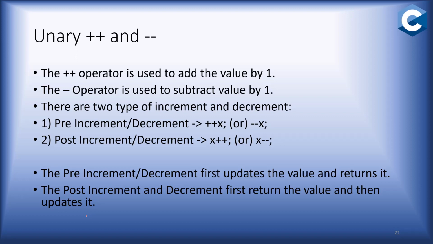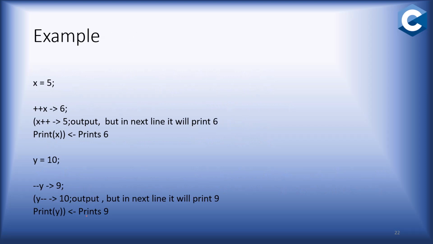Prefix increment, plus plus x. This operator increases the value of its operand by 1 before it's used in an expression. For example, plus plus x first increments x by 1 and then uses the new value. Prefix decrement, similar to prefix increment, this operator decreases the value of its operand by 1 before it's used. So, minus minus y first decrements y by 1 and then uses the new value.